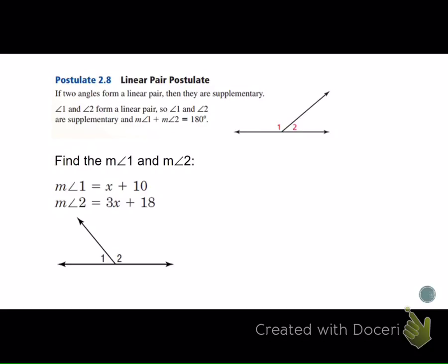So the linear pair postulate says that if two angles form a linear pair, then they are supplementary, which means they add to 180. Remember, a linear pair are two angles next to each other that add to 180. So two angles that form a line.